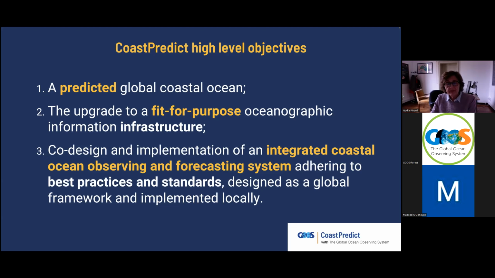And this is something that will never be changed, even with higher resolution offshore models. It will always require downscaling and nesting. Then co-design implementation of an integrated coastal ocean observing and forecasting system, with best practices and standards, designed as global and implemented locally.